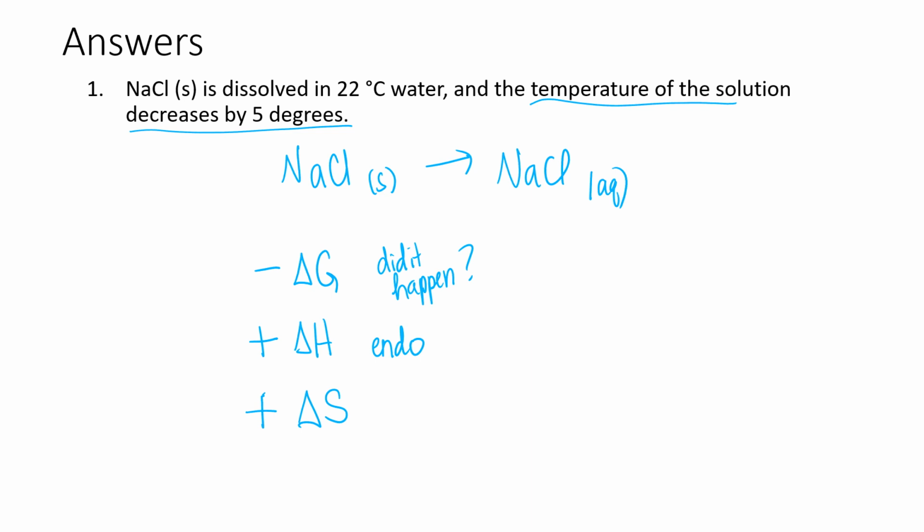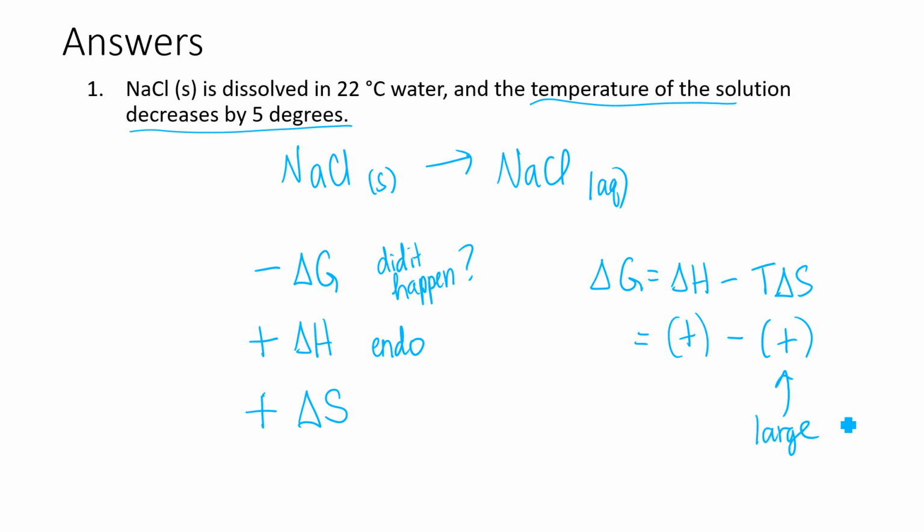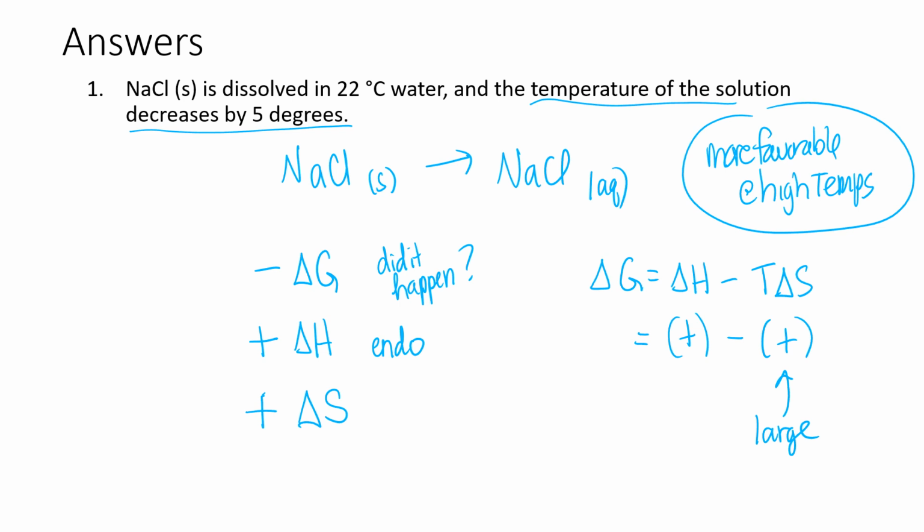And then if we think about, is this more likely to occur at high temperatures or low temperatures? Well, both of these values are positive numbers. And in order to end up with a negative delta G, we would want the second number to be large. So the larger the second number, the more negative the delta G is likely to be. So this process is going to be more favorable at high temps.